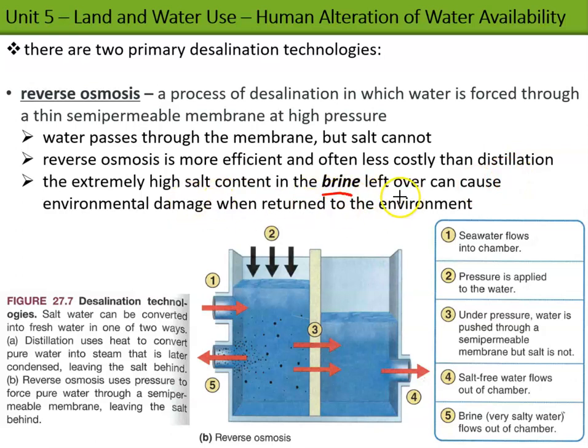There's still this extremely high salt content in the brine that is left over, and this can cause environmental damage when returned to the environment, just like in standard distillation. So both of these do have some environmental costs and high monetary costs as well. Reverse osmosis is a little bit more promising, though. It's a little less expensive because you don't have to heat the water. Boiling water takes a tremendous amount of energy. Here it's just a physical process where you're filtering out that salt through a very, very small permeable membrane.